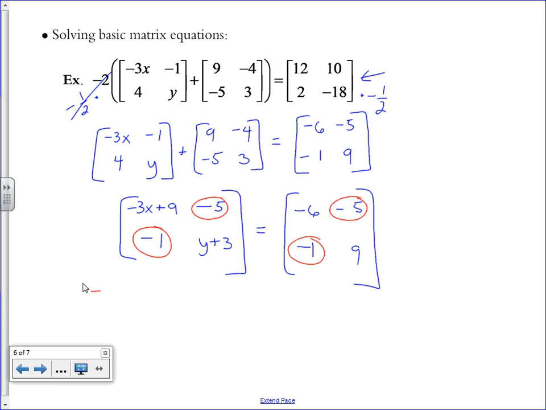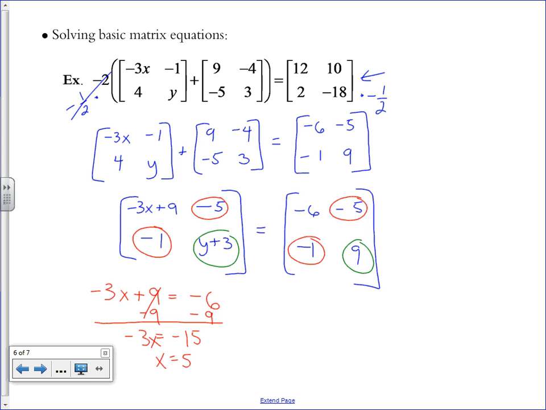The equation for x is going to be the element from the first row in this matrix has to equal the element from the first row in the answer matrix. So I'm going to solve this equation. -3x equals -15, and x equals 5. The equation to solve for y is going to be that this element equals 9, so y plus 3 equals 9, and therefore y equals 6.